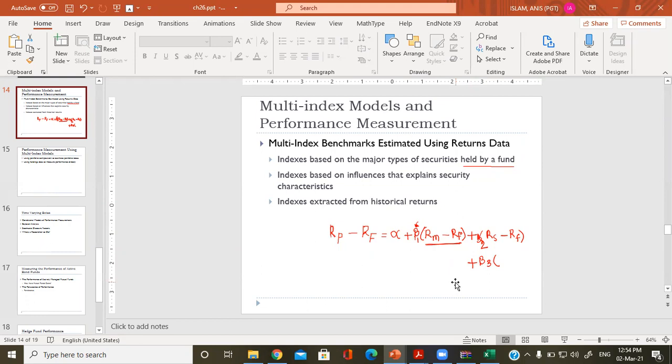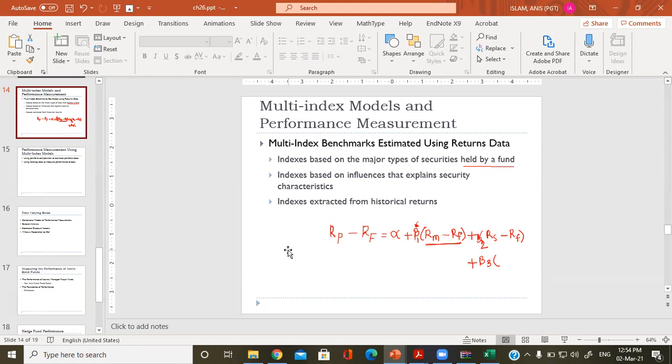Okay. So in general, when we use equity funds for performance measurement, the Sharpe ratio, Treynor ratio, Jensen alpha, and information ratio are not commonly used in academic literature because they are not appropriate measures of fund performance. The more appropriate one is the multi-index benchmark model.